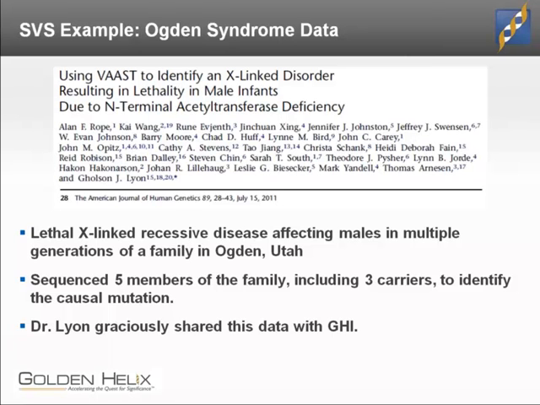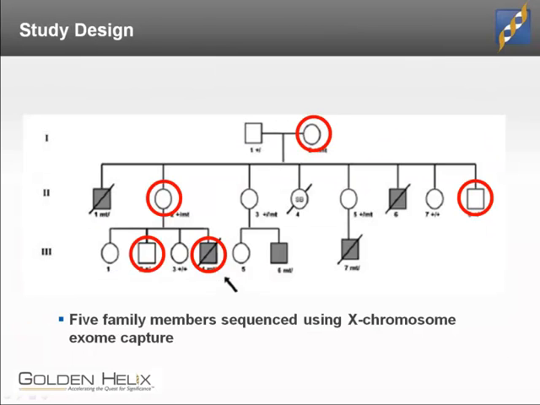Jake already mentioned that the data for this project was shared with us by the senior author, Dr. Golson-Lyon. He's a friend of ours who allows us to use this for training and for demonstration purposes. And what we're going to look at today is a lethal X-linked disease that affected males in multiple generations of a family from Ogden, Utah. It was later called Ogden syndrome due to the geographic connection there. And we're going to look at sequence data from 5 members of this 3-generation family.